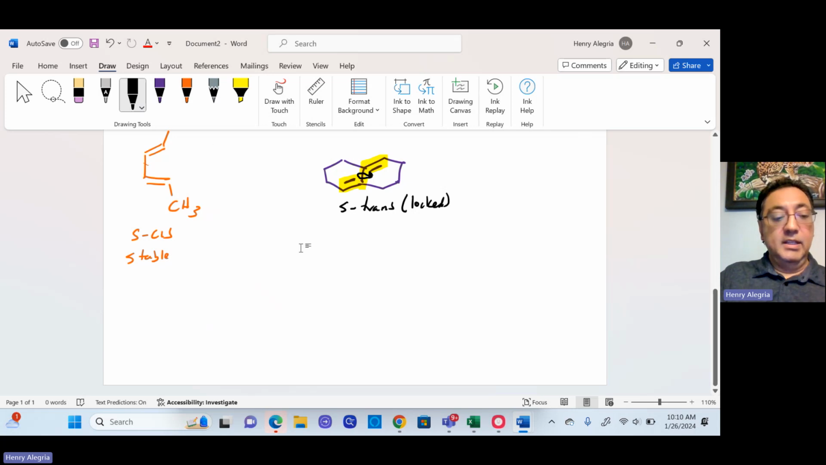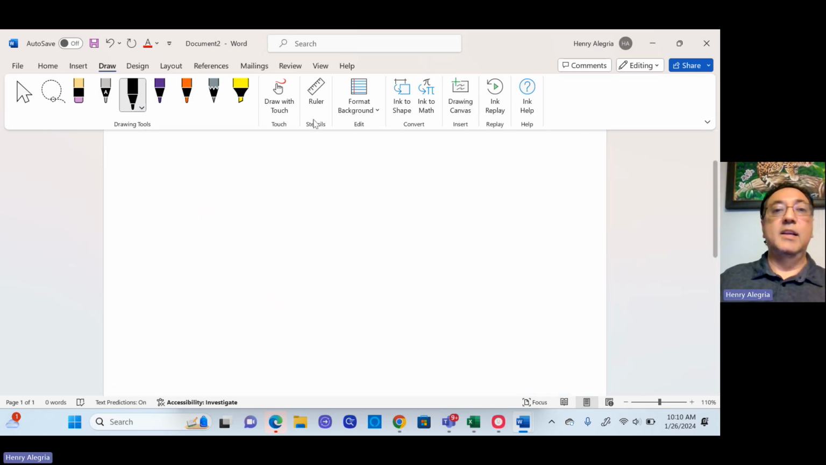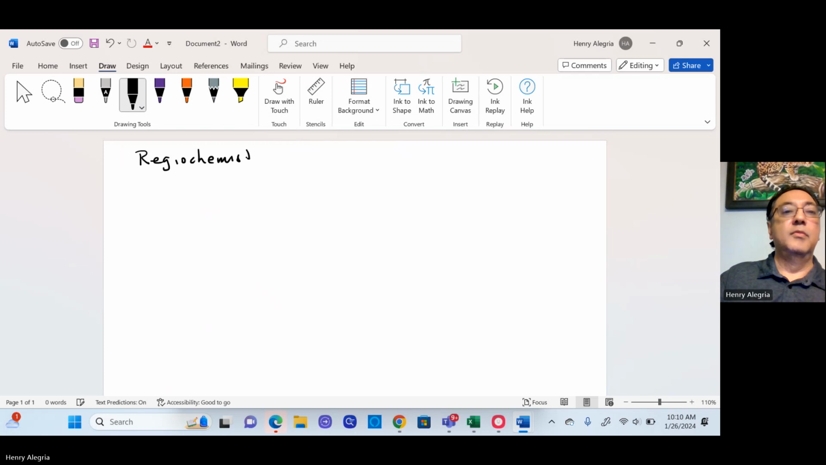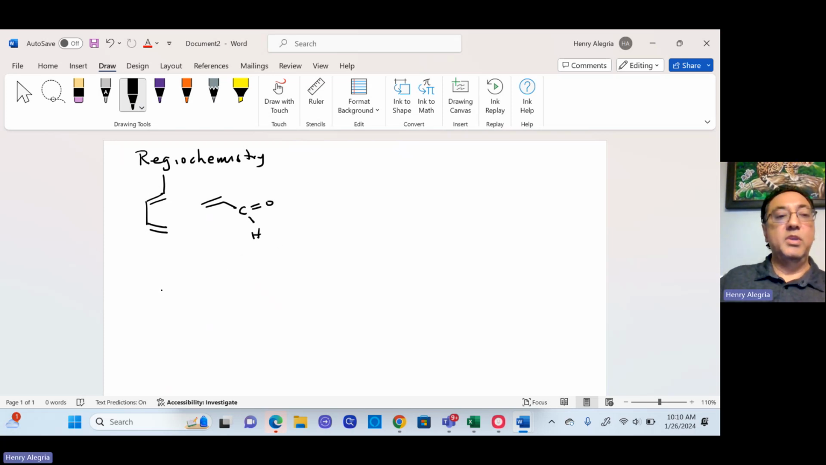All right, let us then examine some features of the Diels-Alder. Let's look at the regiochemistry. All right. So this is what we mean by the regiochemistry. Suppose I have this diene, and I want to react this with this dienophile. So there are two ways in which this could actually happen. But in one of them, I will orient my dienophile like that.